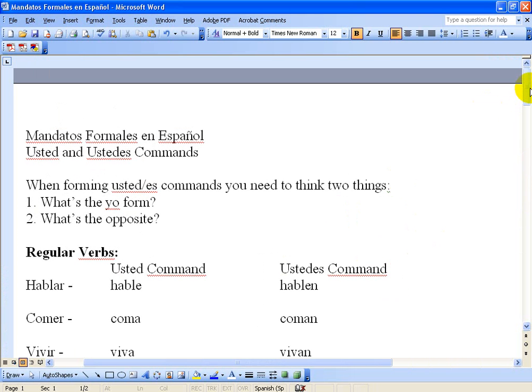This isn't too difficult, I don't think, if you just remember how we do it. So in this video, I'll tell you how to do it, and then I'm going to give you a bunch of different commands for regular verbs, irregular verbs, boot verbs, and car, gar, zar verbs, and this is just some information that you can take with you, you can study with it.